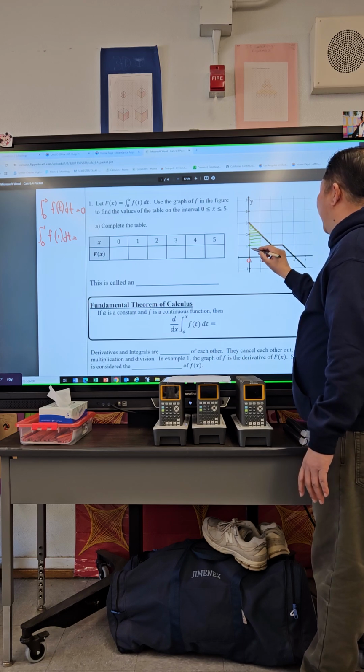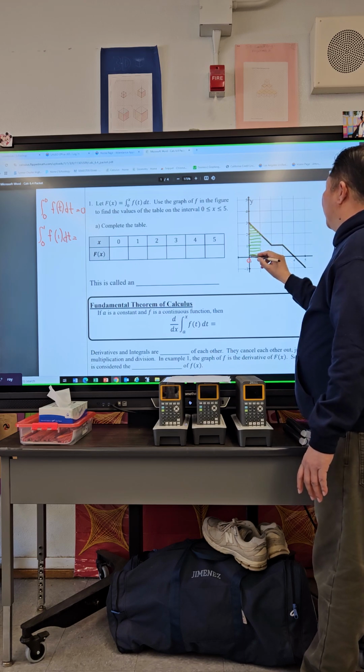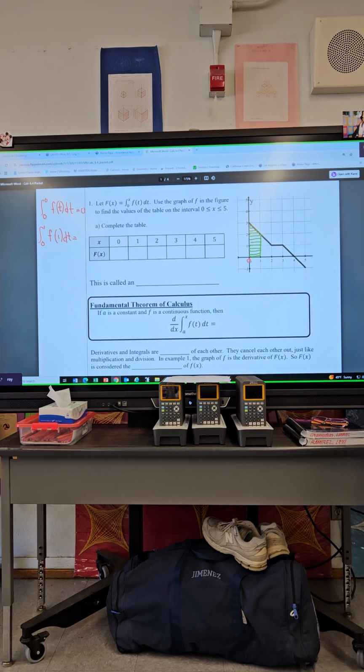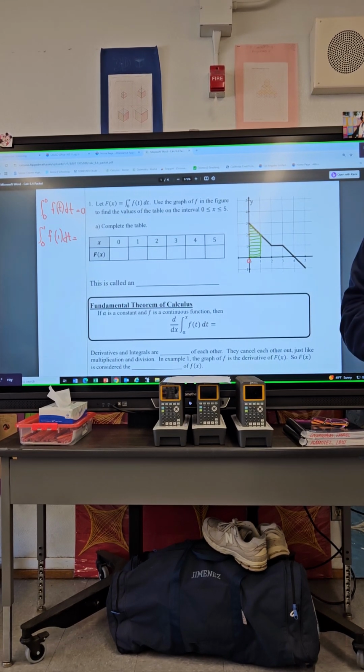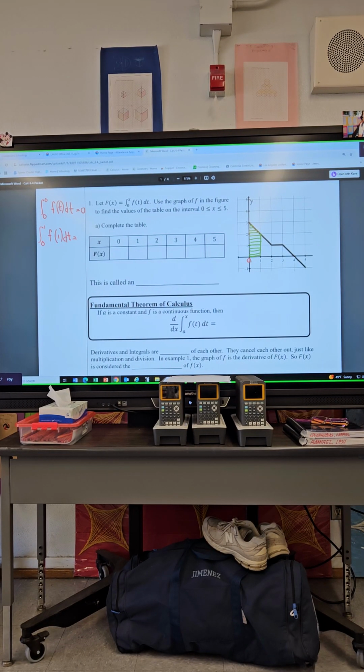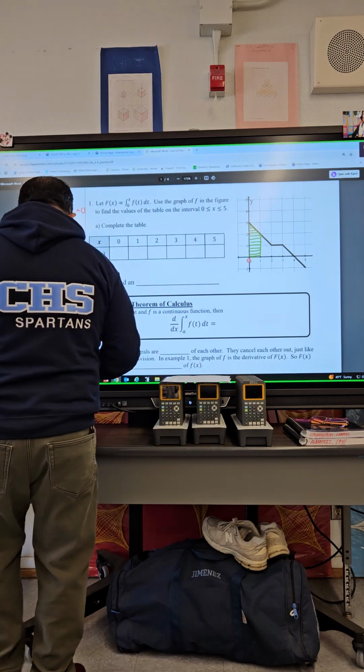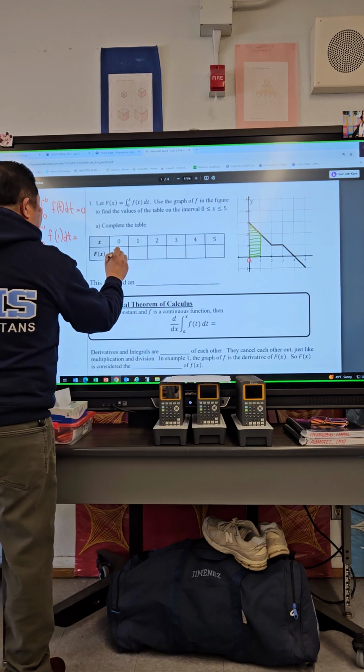This is the entire area covered from the interval 0 to 1. Do you get me? Can you count the number of squares? The shaded squares. Can you count the shaded squares? 2.5, right? 2.5. Okay. So I'm gonna fill this up first.